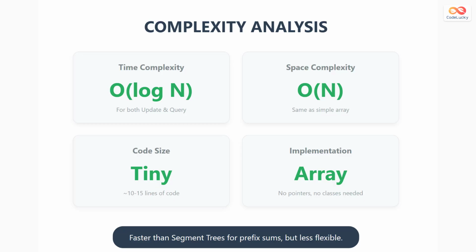The beauty of this structure is its efficiency. Since the height of the tree is logarithmic, both updating and querying take big O of log n time. It uses big O of n space, just like a normal array, and is incredibly short to implement, often taking less than 15 lines of code.